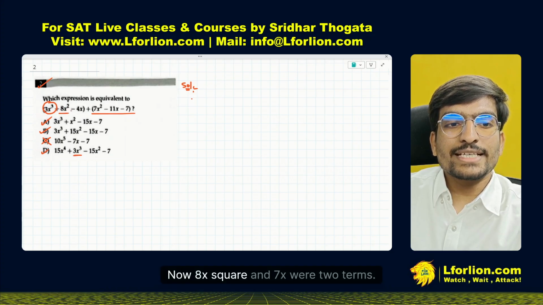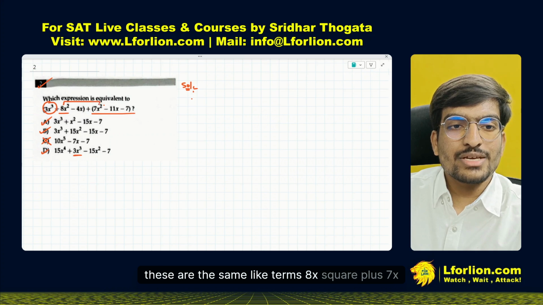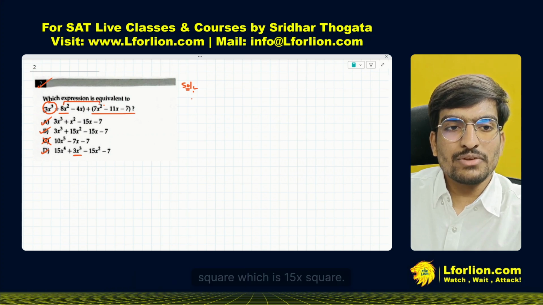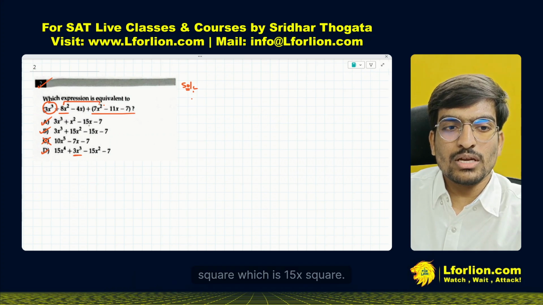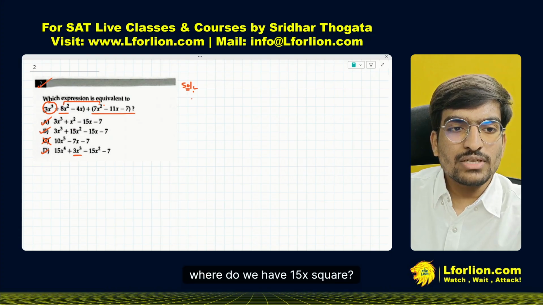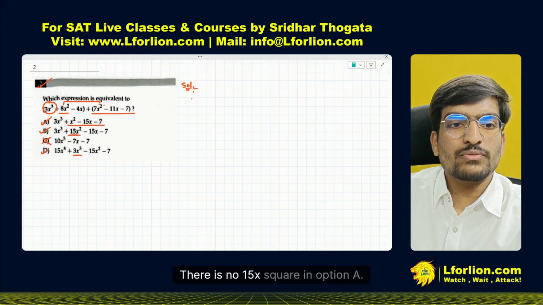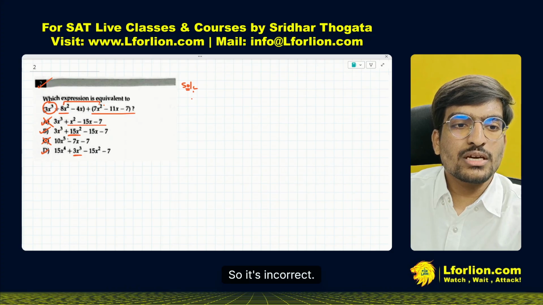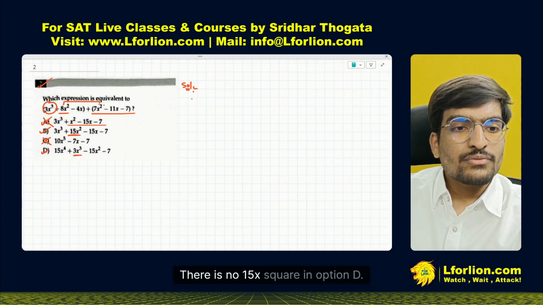Now 8x square and 7x square, two terms. These are the same like terms. 8x square plus 7x square is 15x square. So where do we have 15x square? That's in option B. There is no 15x square in option A, so it's incorrect. There is no 15x square in option D.